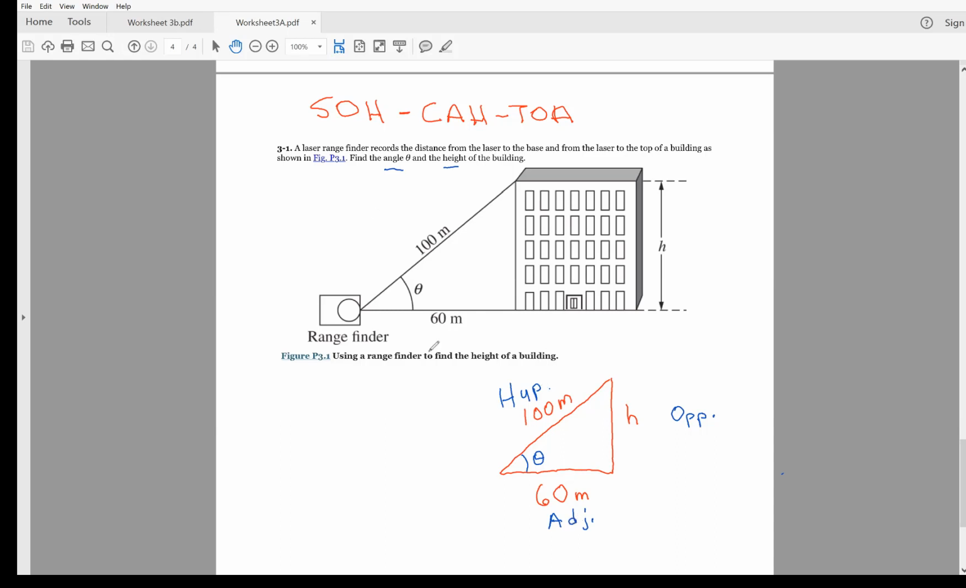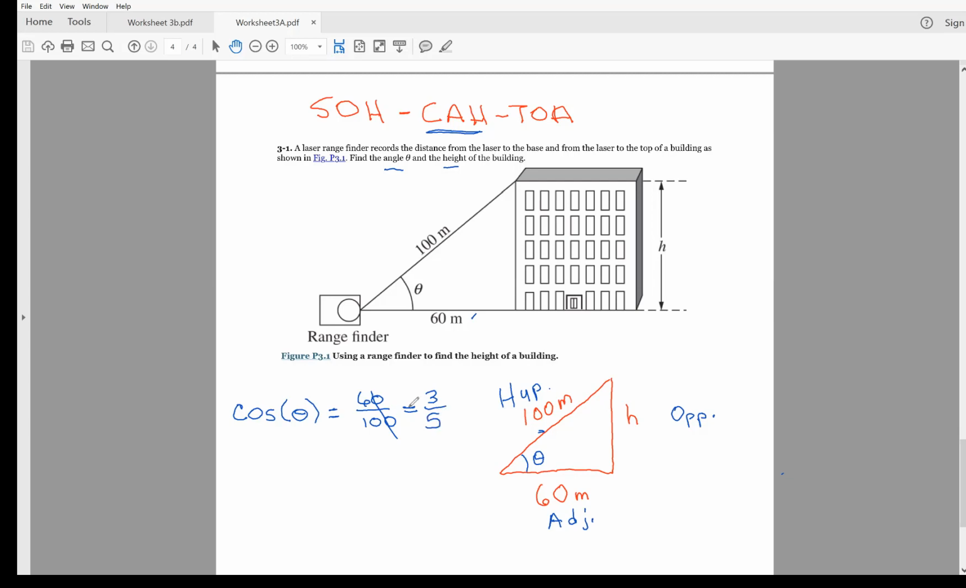I have the adjacent is 60. And the adjacent and the hypotenuse means that the cosine of theta is equal to the adjacent over the hypotenuse. And let's simplify this. You don't have to simplify this. This is going to be a calculator problem anyway. I just like to simplify things. So I cancel the zeros. And this would divide both by 2. I get 3/5, right?